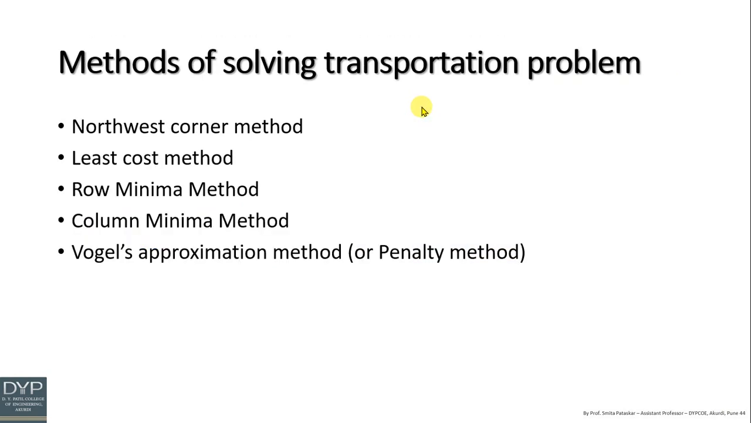Now, to solve the transportation problems, there are various methods which are given by many researchers. Commonly used are the northwest corner method, least cost method, row minima method, column minima method, and Vogel's approximation method. Over and above all these methods of transportation problems, there are many researchers who have presented different types of solutions, but we are concentrating only on these five. And how to solve these problems, how to minimize the transportation cost, will be given in the subsequent videos.